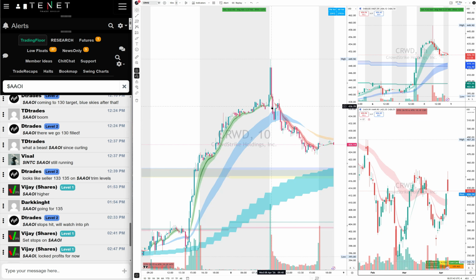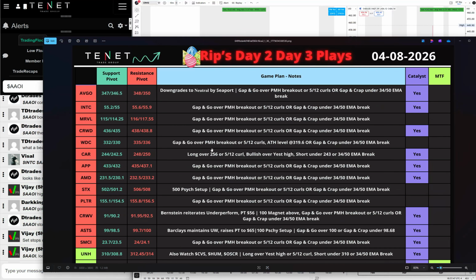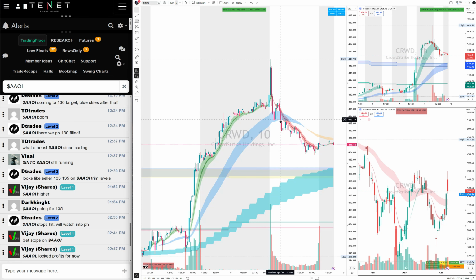CrowdStrike, which gapped up big time, was also one of our top day 2 setups. A day 2 strategy, short under the 34.50 EMA break. You could short it here, you could short it here, and make some profits on the gap and crap. The only difference was it swiped at the open, and later in the day it came in.